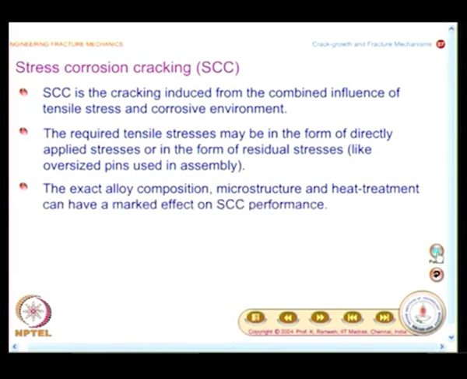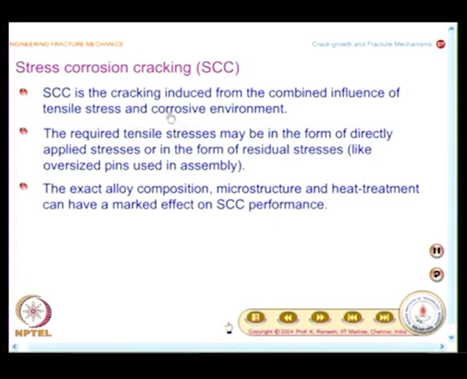Now, we move on to stress corrosion cracking, abbreviated as SCC, and we have already noted SCC is induced from the combined influence of tensile stress and corrosive environment.